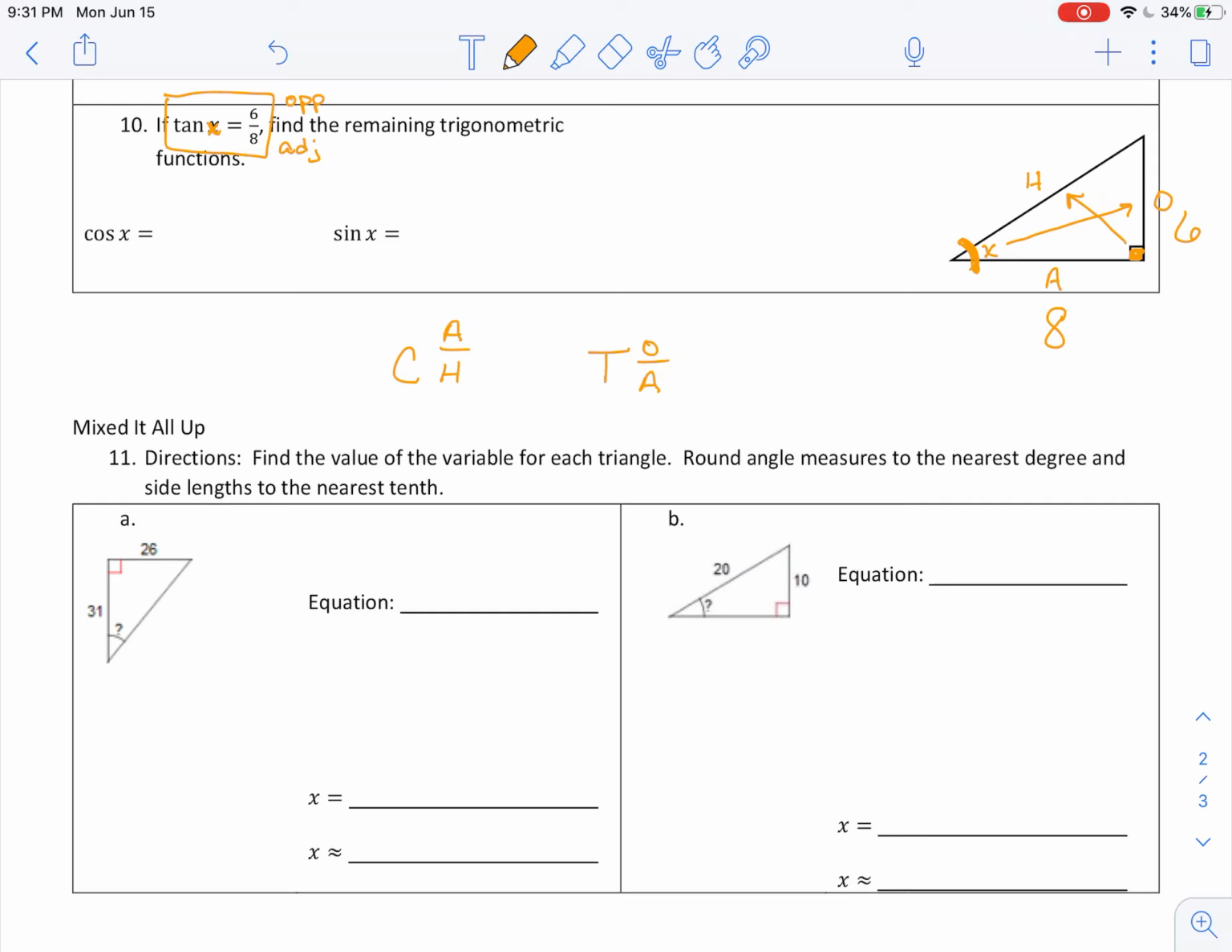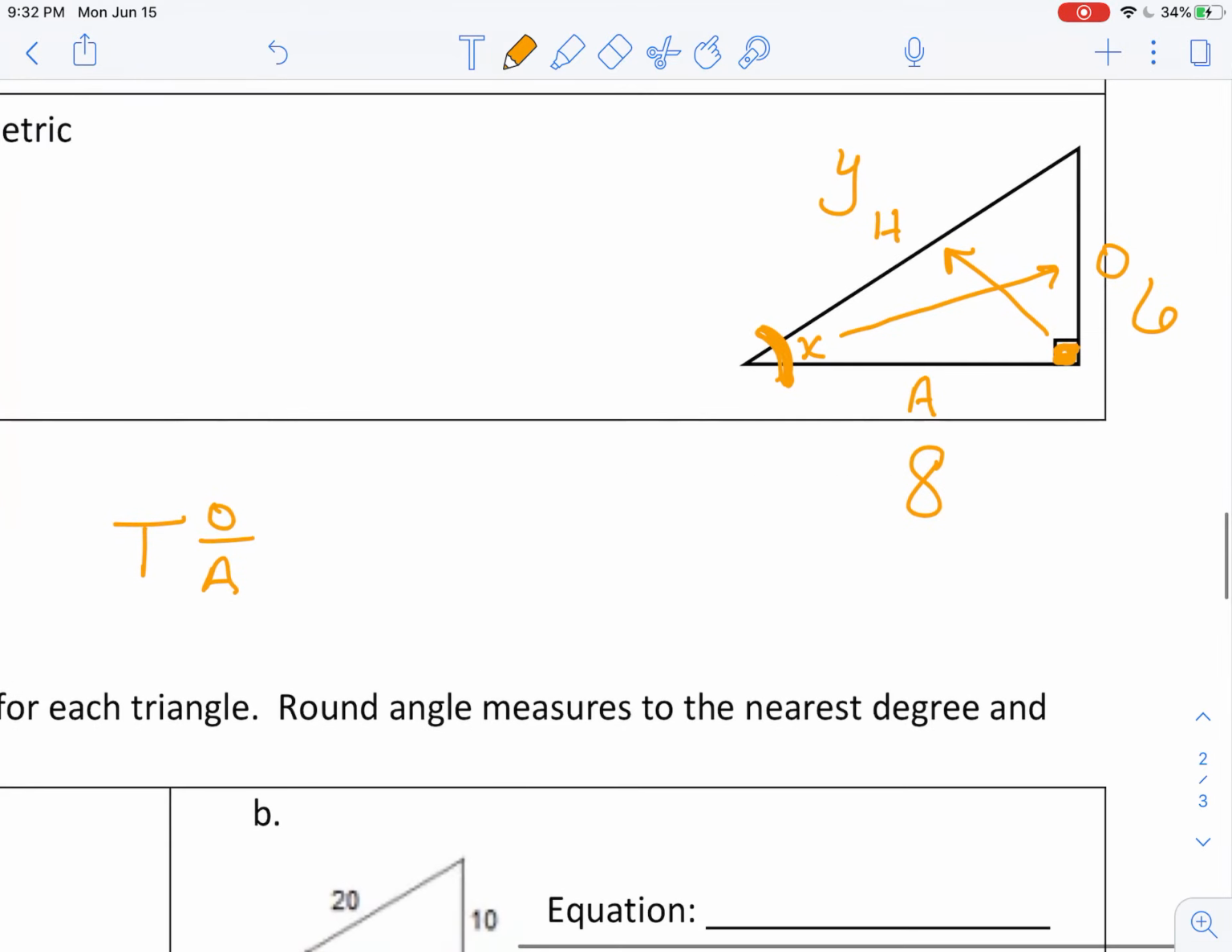So if I look at the picture, I know A, the adjacent leg, is 8, but I don't know our hypotenuse. I'm missing a side in this right triangle. You can find missing sides of right triangles using the Pythagorean theorem because I know my two legs are 6 and 8. I don't know the hypotenuse. So I'm putting y on its own side of the equal sign because it's the hypotenuse. The two legs need to be squared and added. 36 plus 64 is 100.